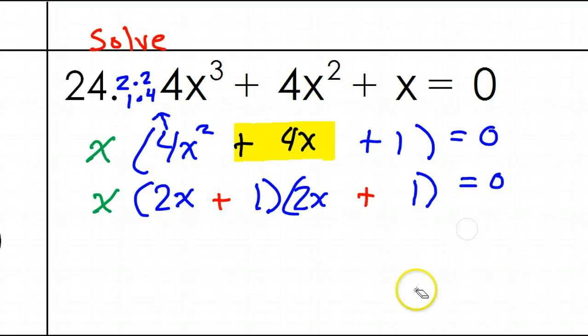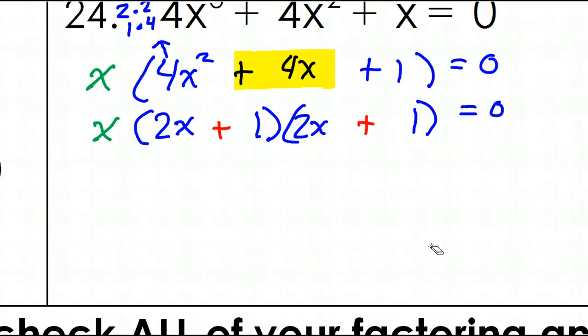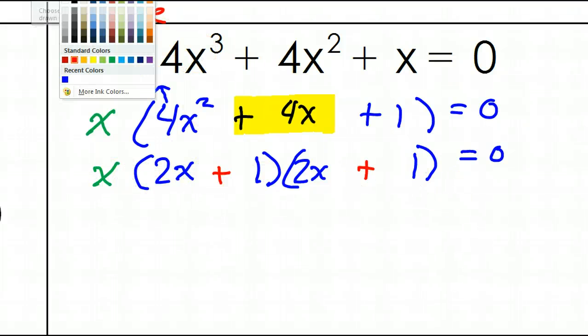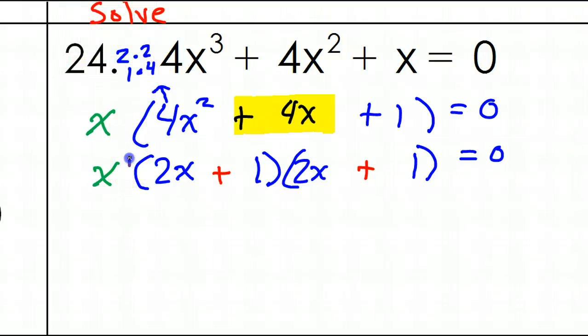Alright, now that we have it factored, because this is not just a factoring problem, please don't stop here. If there were no equal sign and the direction said factor, we'd be done. But you see an equal sign, you see the direction say solve, so you keep going. Please keep that straight. That's the common mistake kids make.